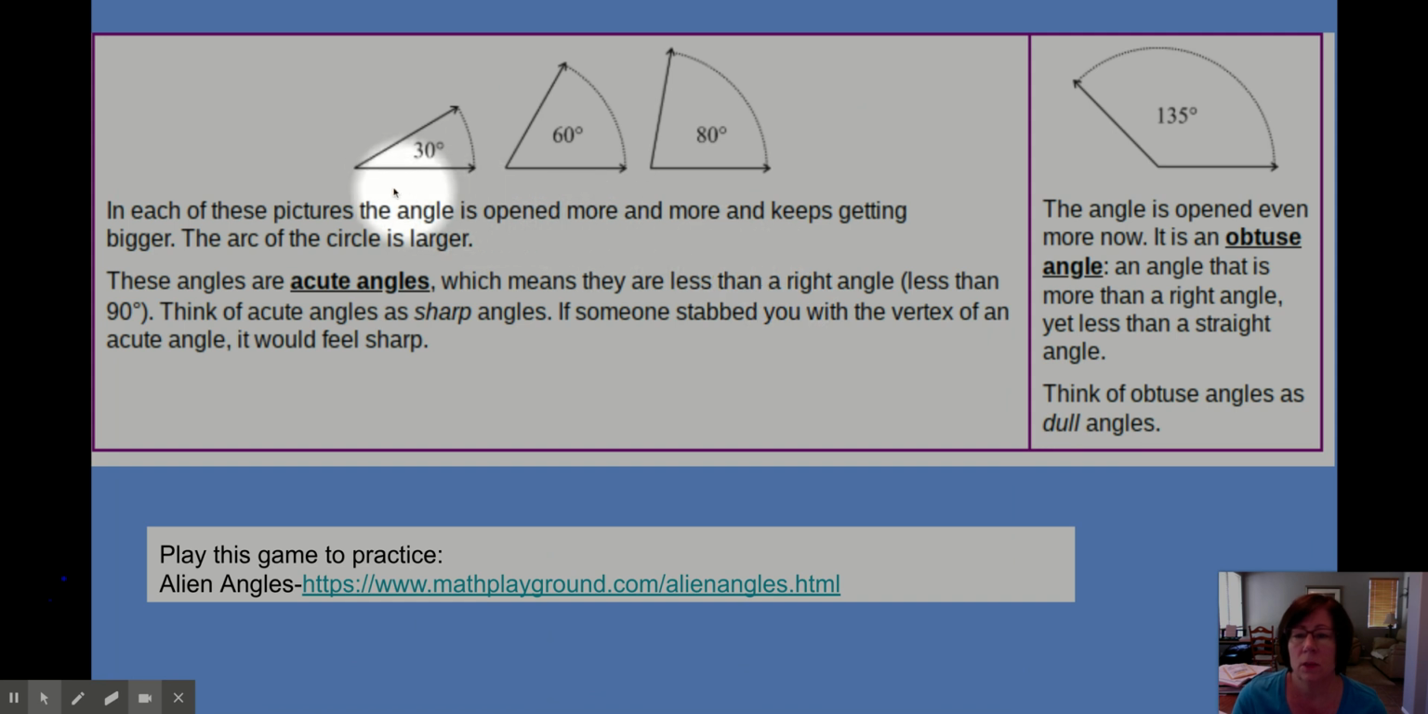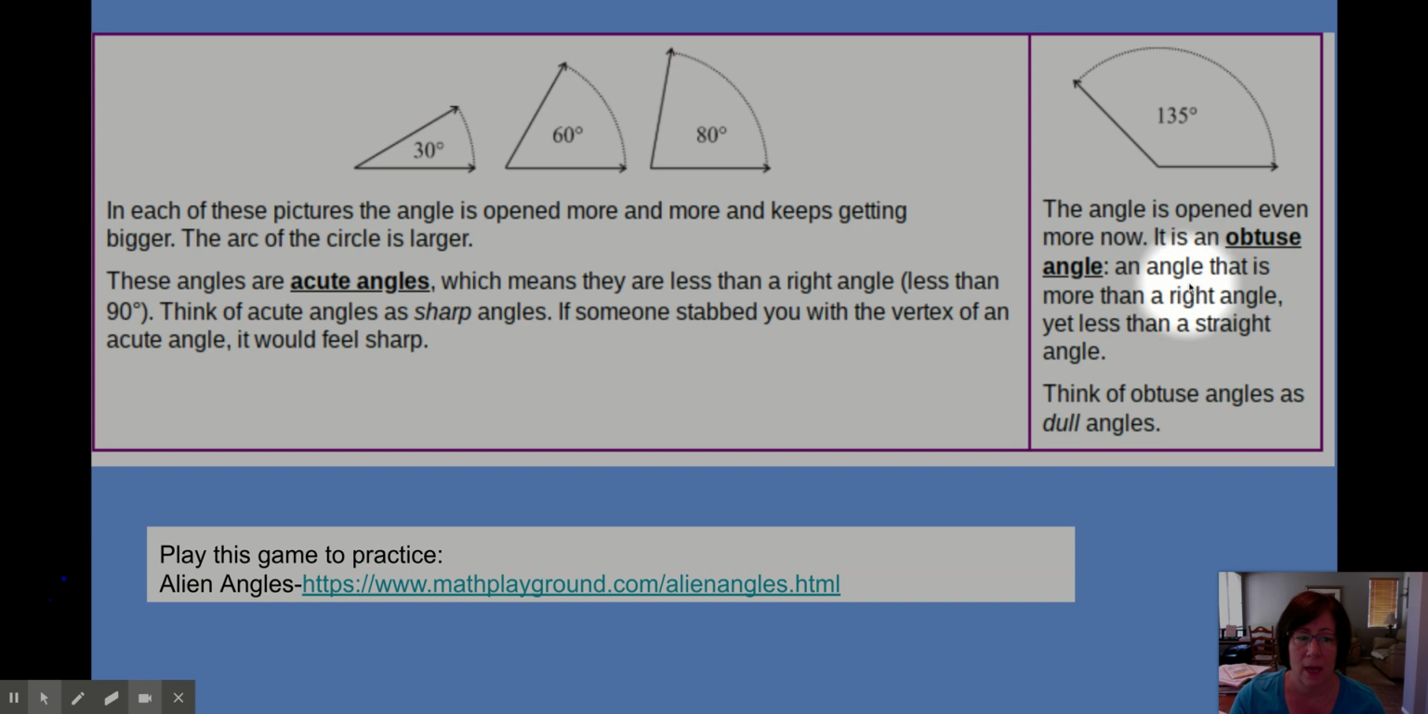Each of these pictures here is showing you different angles and their measurements. So if you started with these angles on top of each other and then you opened it just that much, that measures 30 degrees. The second one is opened a little wider, so that's 60. And then this next one is 80. It hasn't quite reached 90 degrees. It's just a little short. All three of these, since they're less than 90 degrees, we have a special name for them, and that is called acute.